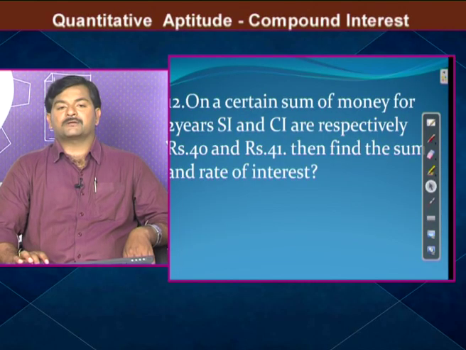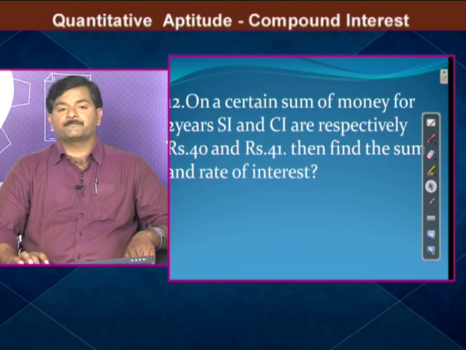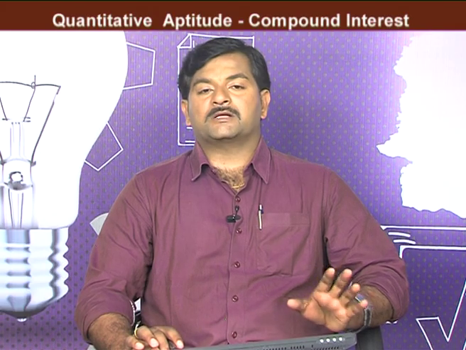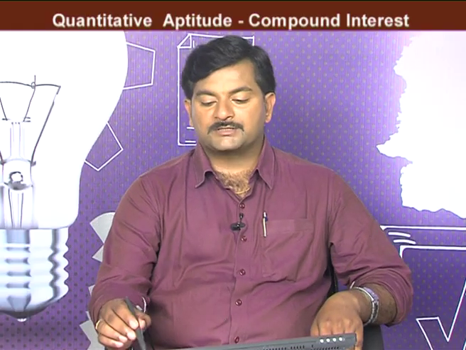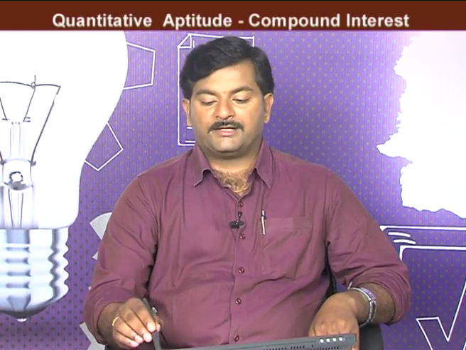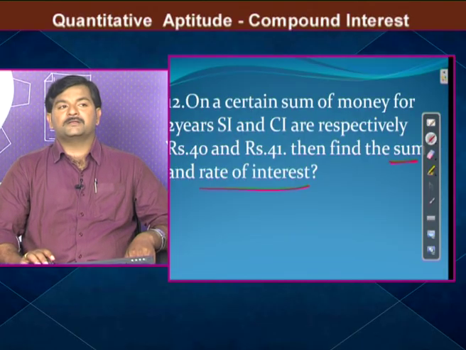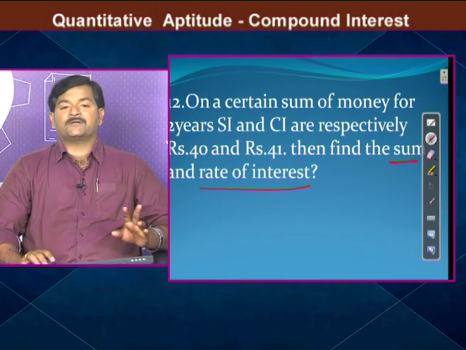Last question in this session. On a certain sum of money for 2 years, SI and CI are respectively 40 and 41 rupees. Then find the sum and the rate of interest. There are two different concepts here. Observe what he asked to find: the sum, and the rate of interest.